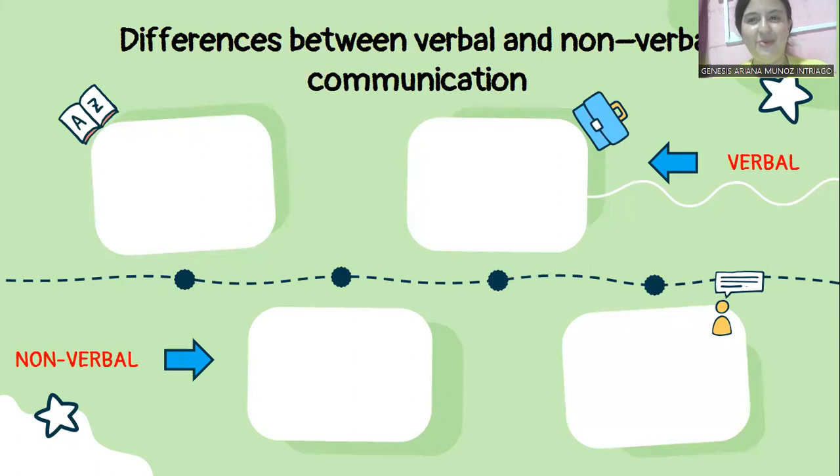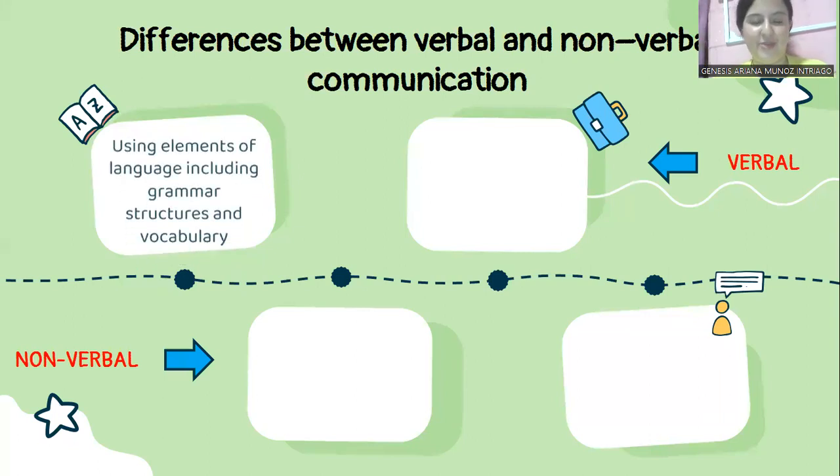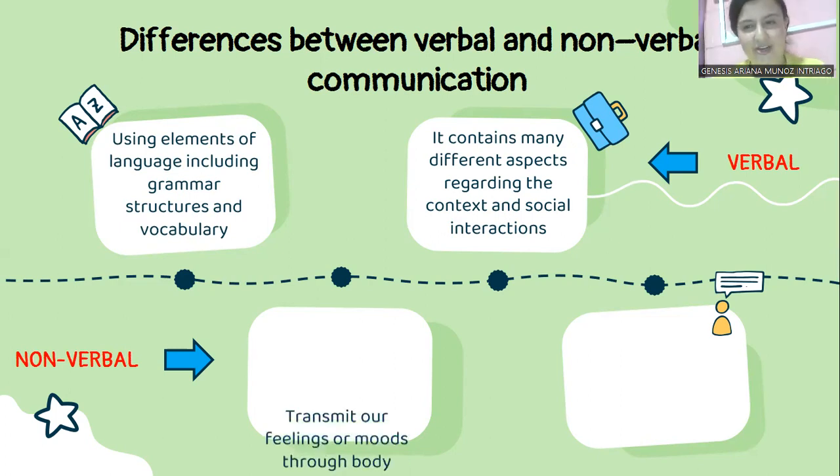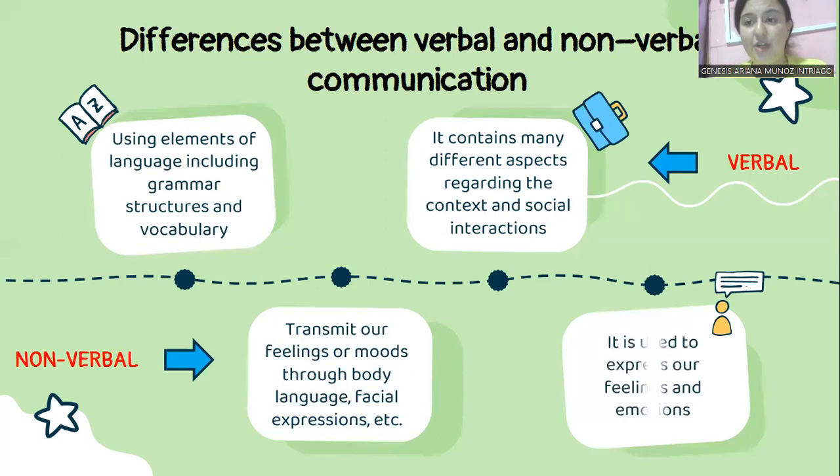So now let's review features of nonverbal and verbal communication, okay? Verbal communication uses elements of language such as grammar structures and vocabulary and other aspects too. It contains many different aspects regarding the context and social interactions because let's remember that the context can change the meaning of a message, okay? Then we have the features of nonverbal communication. We use that to express our feelings and emotions through body language and facial expressions, okay?